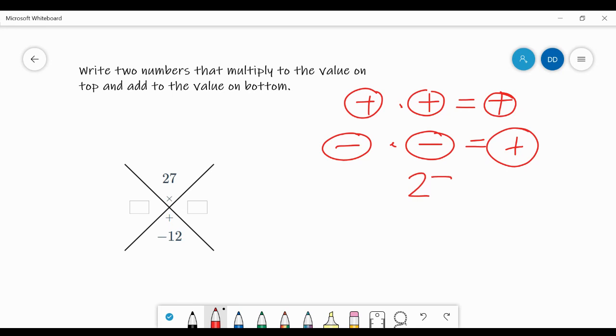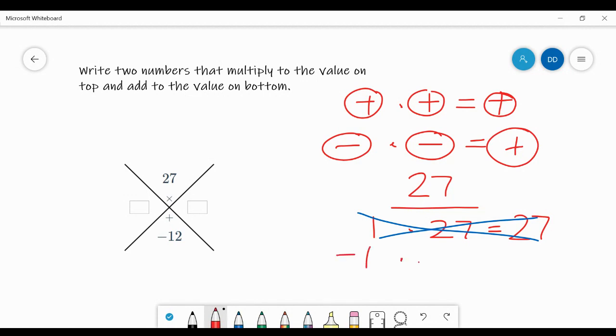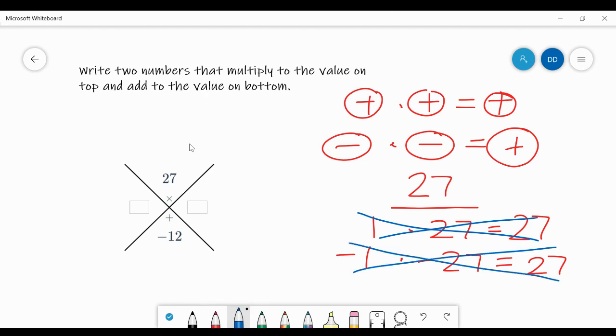So we have 27. So let's start with the most obvious pair. 1 times 27 is 27. When you add those together, you get 28, so that's not the combination that we want. Let's try this. Negative 1 times negative 27. That's also going to give us a positive 27, but when we add those, we get negative 28, which is not what we want.